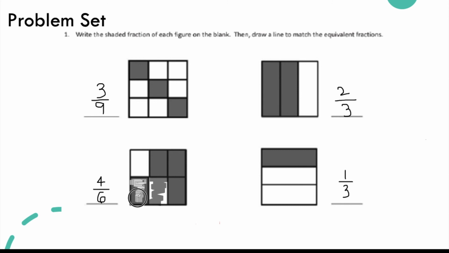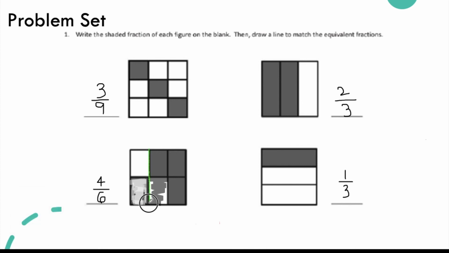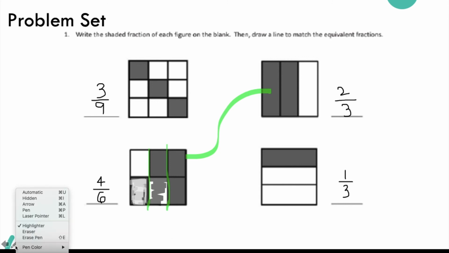Ooh, and then this section's white. Okay, here we go. So imagine that it looks like this instead. And then you might notice that we have 3 columns going up and down, and 2 of them are filled in, just like this picture. So I know that 4/6 takes up the same amount of room as 2/3. All right, now let's try my 3/9.